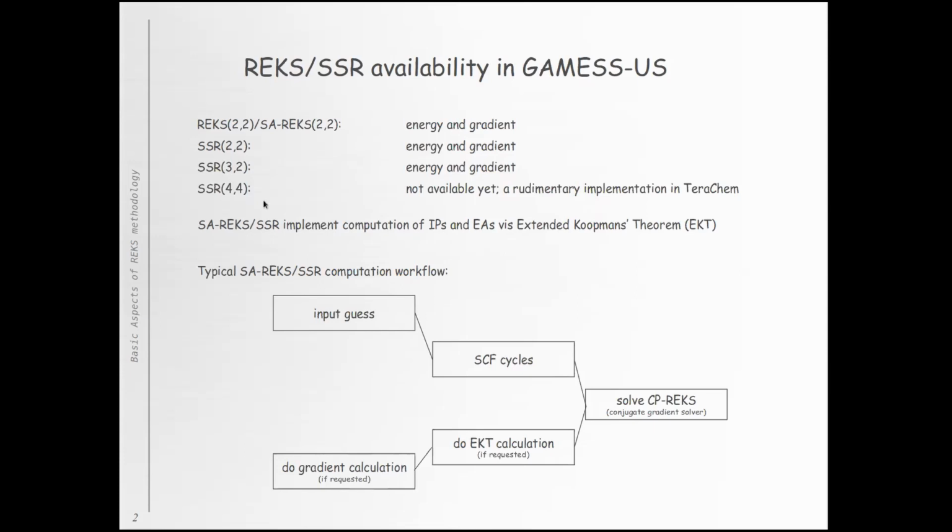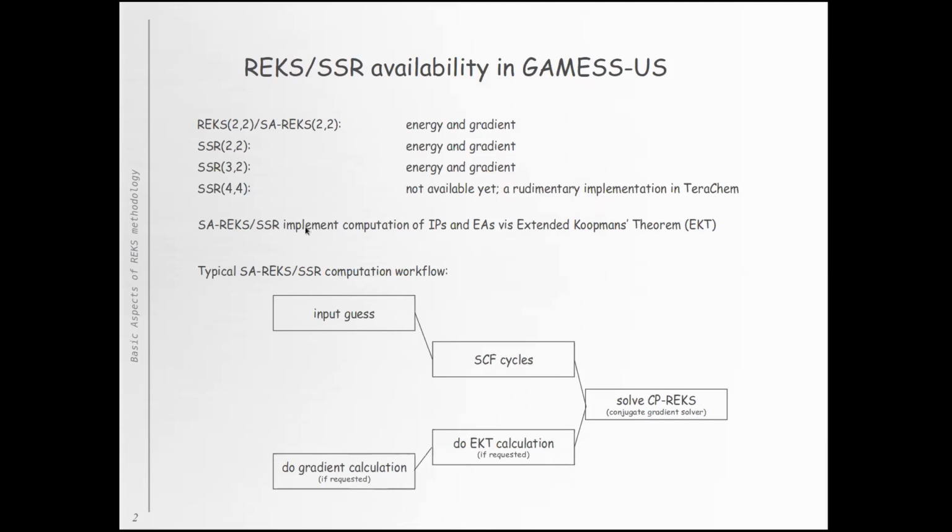The 4 methodology is available only in TerraChem, but this is a very, I'd say, rudimentary implementation that was done about 4 years ago, mostly for testing purposes. With these methods, energy and gradient can be calculated. Also, the relaxed density matrix for both states, the ground and the excited state, can be calculated. And ionization potentials and electron affinities are also available.